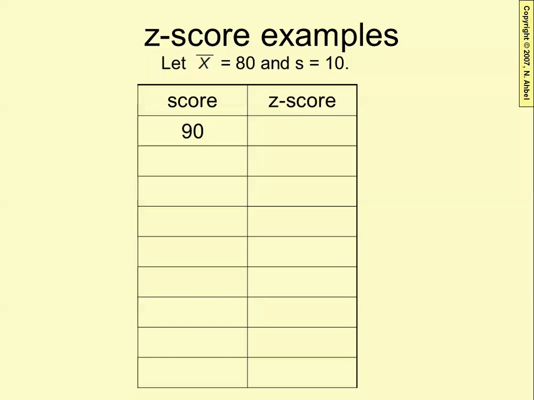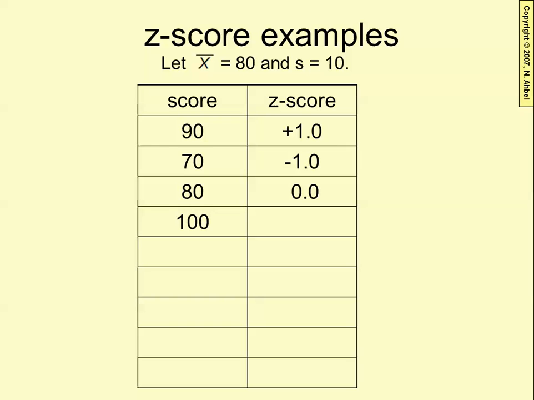When your score is 90, then your z-score is 1. When your z-score is minus 1, then your score is 70. It's because you're one standard deviation below the mean of 80. When your score is 80, then your z-score is 0. You equal the mean.